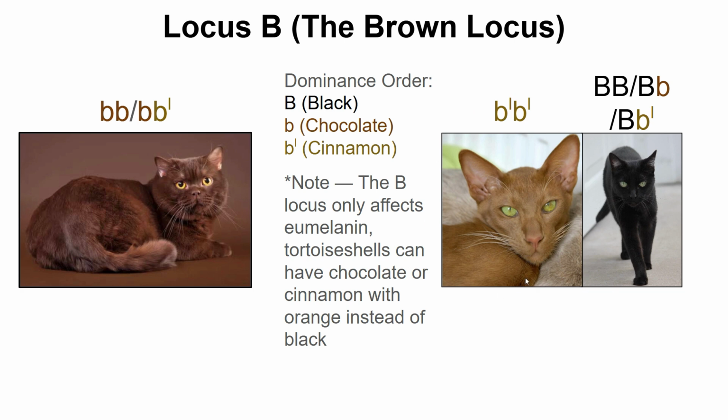And then cinnamon would need to be always homozygous for cinnamon, no matter what, because everything else is dominant to the cinnamon coloration in this locus. And the B locus only affects eumelanin, meaning it only affects black, brown, gray coloration, and not orange and red stuff. So tortoiseshells can have chocolate instead of black, so they'd be chocolate and orange, or cinnamon and orange instead of black and orange. Also, chocolate and cinnamon coloration is very rare, so you probably won't run into a cat that's either of these colors very often.